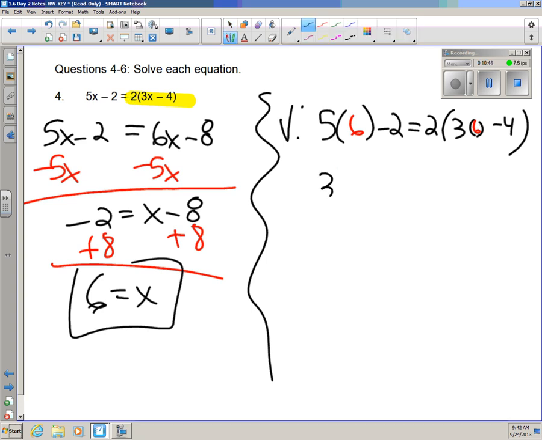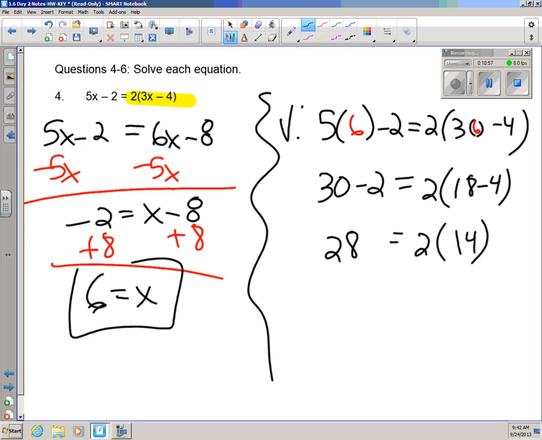On the left-hand side, 30 minus 2. On the right-hand side, 2, 18 minus 4. On the left-hand side, 28. On the right-hand side, 2 times 14. Bring down 28 equal to 28. I know my answer's right. Again, you do not have to show checks for everything, but you're probably better off doing that because you should know if your answer is correct before I ever see your paper.